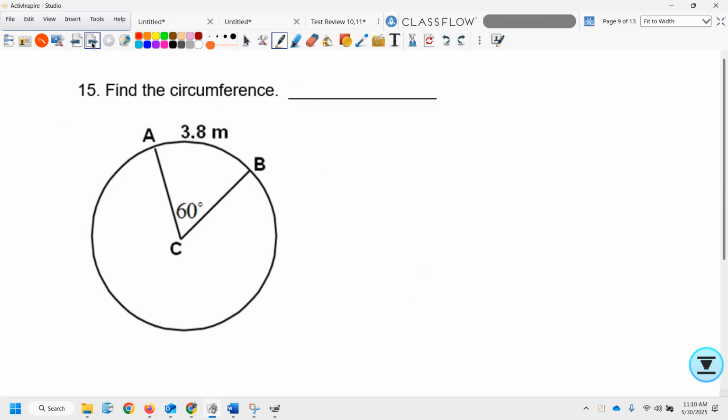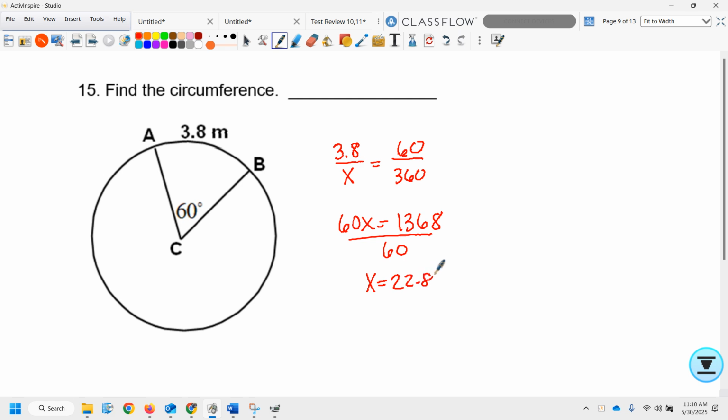All right, now it wants circumference. So this is the length here. That's going to be the numerator. The numerator is always the length over the circumference. I'm going to put x because I don't know it. It's equal to 60 over 360. So 60x, 3.8 times 360 is 1368. Divide that by 60. And x is equal to 22.8. So the circumference is 22.8 meters.